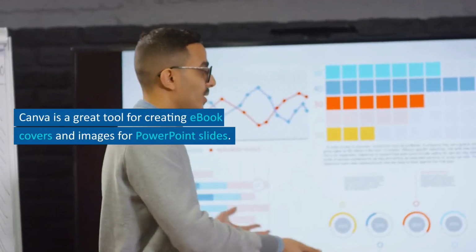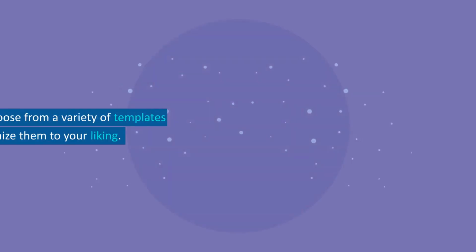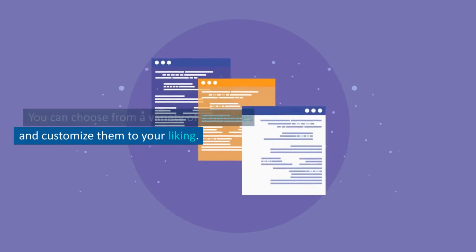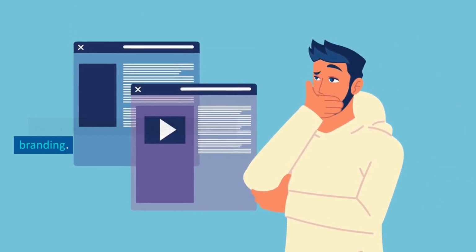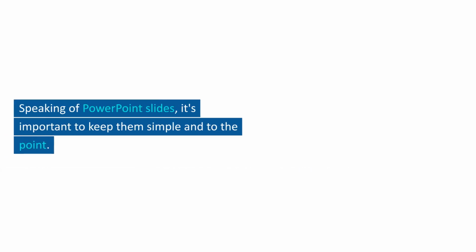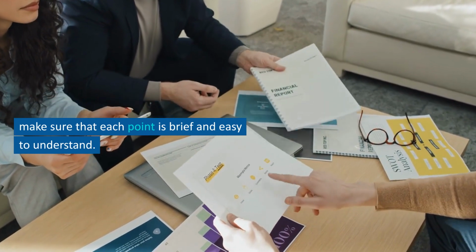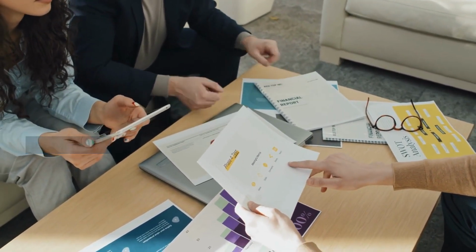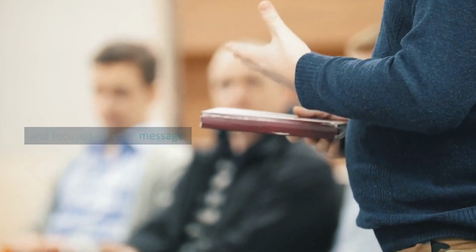Canva is a great tool for creating ebook covers and images for PowerPoint slides. You can choose from a variety of templates and customize them to your liking. Canva is also a great way to ensure that your graphics are consistent with your branding. Speaking of PowerPoint slides, it's important to keep them simple and to the point. Use no more than 5 points per slide and make sure that each point is brief and easy to understand. This will help your audience stay engaged and focused on your message.